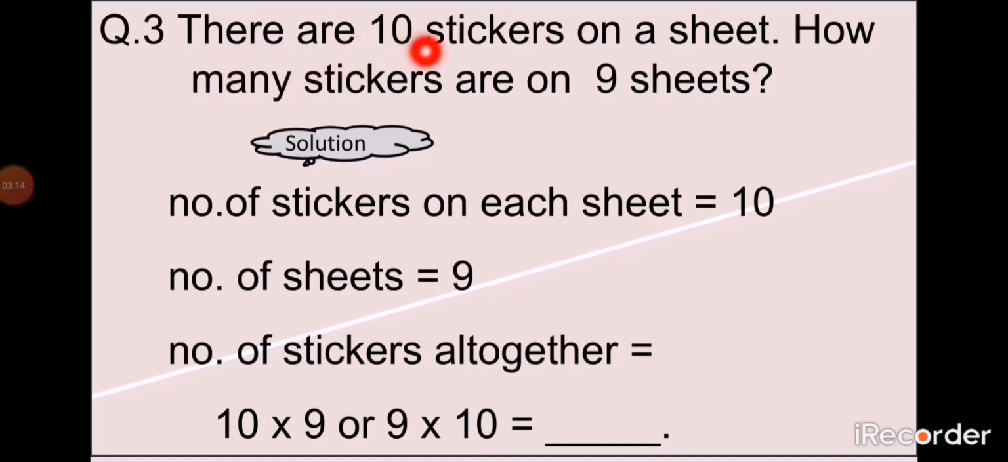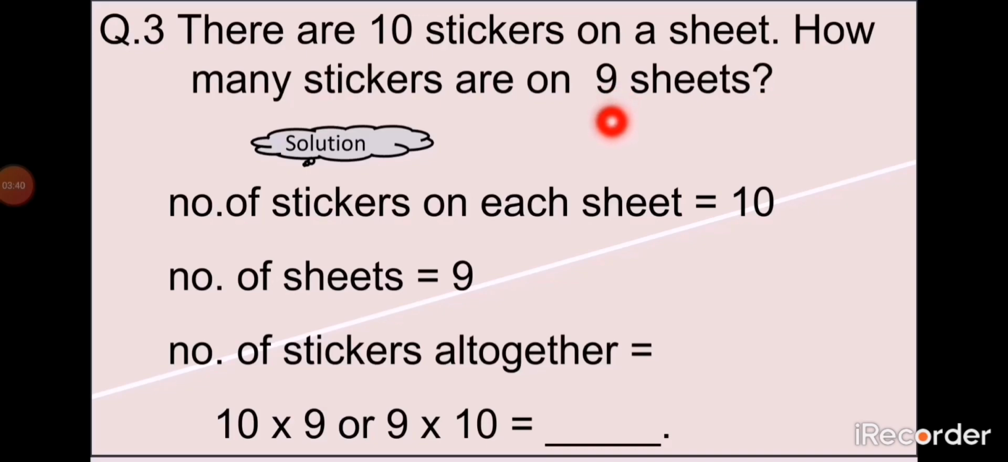Now, question number 3. There are 10 stickers on a sheet. How many stickers are on 9 sheets? So, one sheet has 10 stickers. So, how many stickers are present in 9 sheets? So, we will count in tens. 10 plus 10 plus 10. Can we add tens 9 times? No. Why? Because it's a repeated addition. We will use multiplication method here. We will read 10 times table till 9 times.